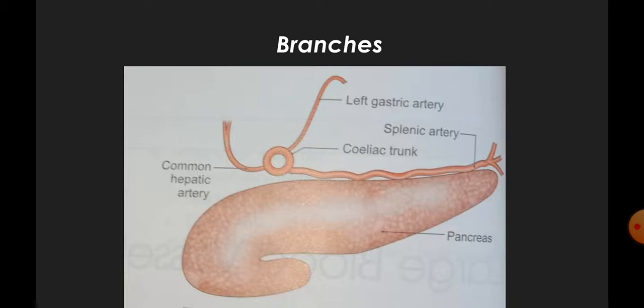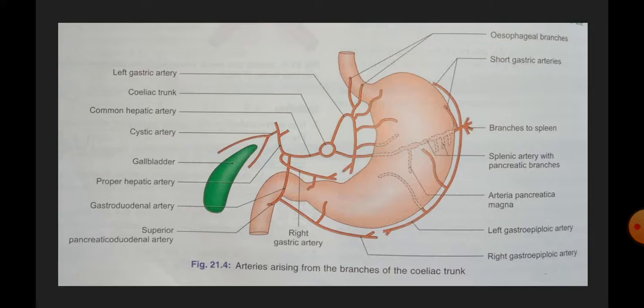So, coming to its branches, we have three branches, namely the left gastric artery, which is the smallest, the splenic artery, which is the largest, and the common hepatic artery. First, going into the left gastric artery. The left gastric artery is the smallest of all the three branches of the celiac trunk.